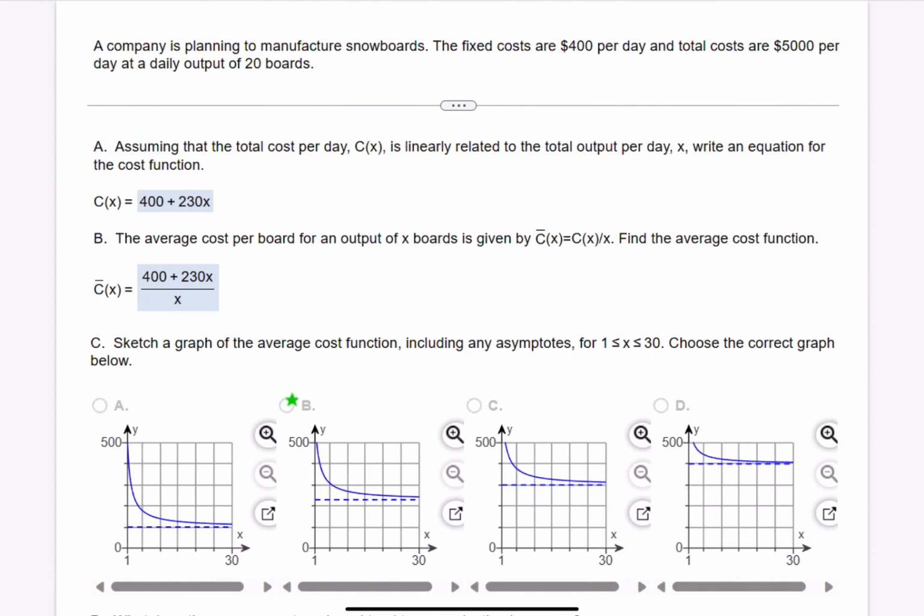A company is planning to manufacture snowboards. The fixed cost, okay, so this is a fixed cost per day, and the total costs are 5,000 per day at output of 20 boards. The first question says, assuming the total cost per day C of x is linearly related to the output x, write the equation. All right, very good.